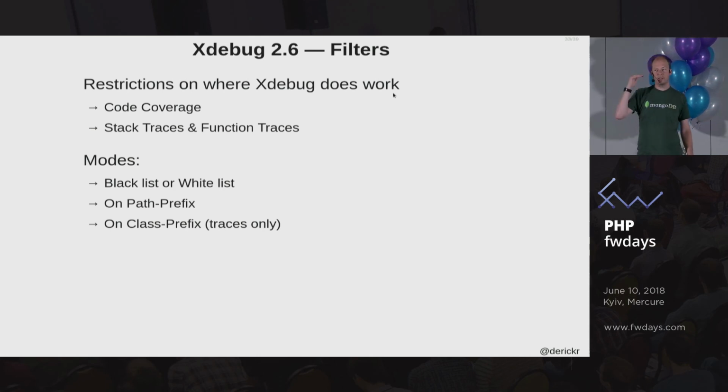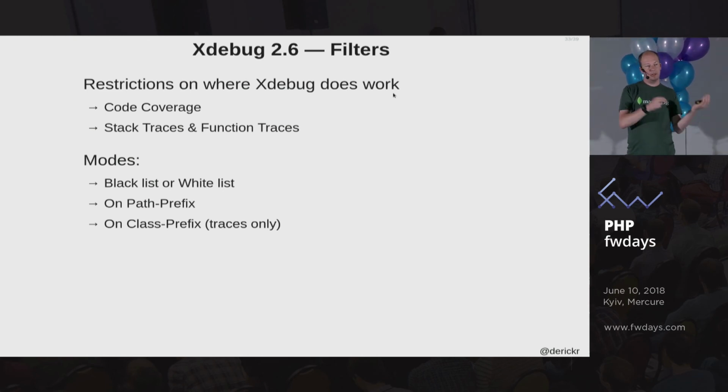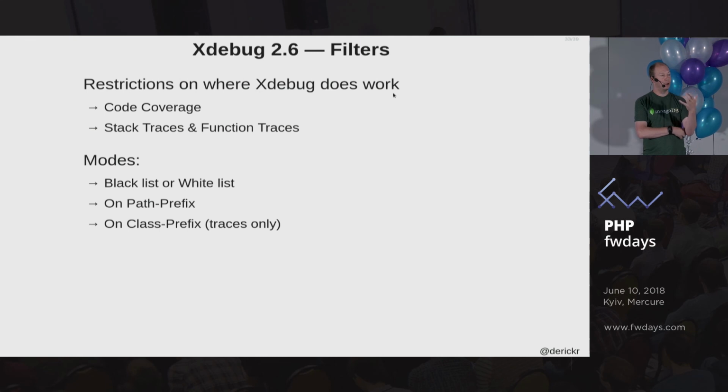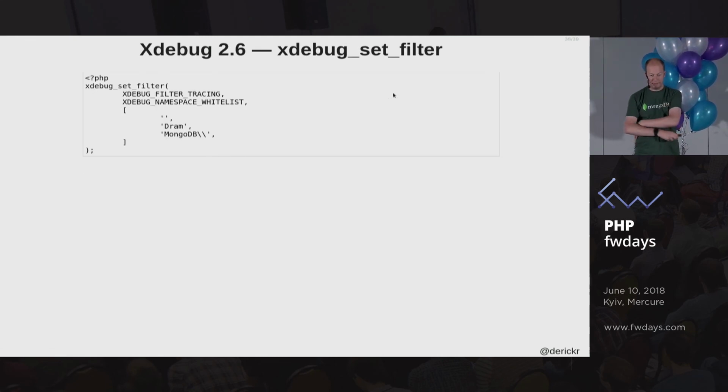With these restrictions, you can tell Xdebug not to do work for either specific directories, specific namespaces, or class prefixes. There are different modes in here. You can either do it by path or by namespace, and you can use a blacklist or a whitelist. With a blacklist, you disable specific things to be done for specific paths or classes, or use a whitelist to configure for which things Xdebug should only do work. It's better to show you that in an example. Actually, the invocation is here.